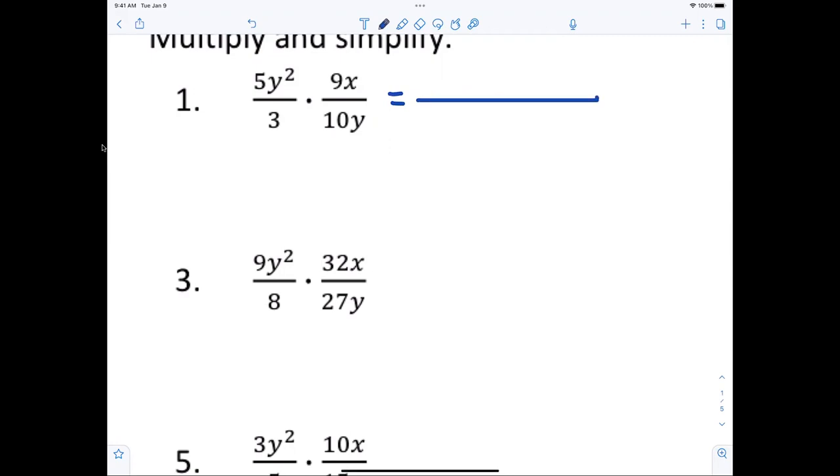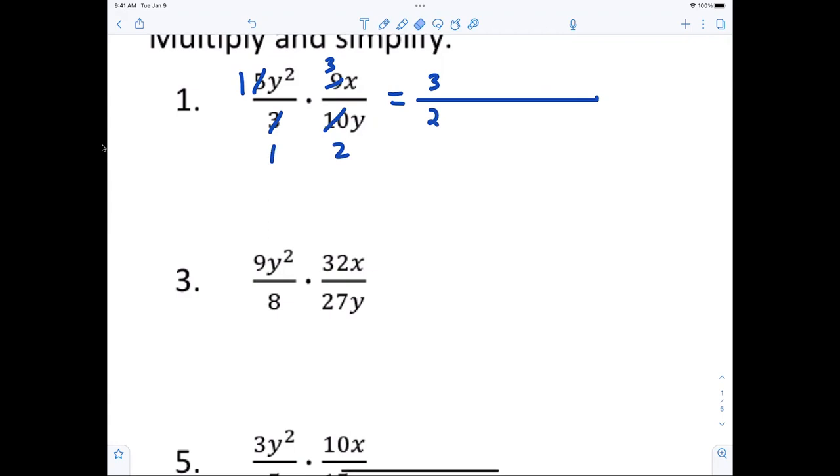Now, what does that mean? 5 goes into 5 once and 5 goes into 10 twice. 3 goes into 3 once, 3 goes into 9 3 times. Then you multiply the numerators and multiply the denominators. So the fraction itself is just what? 3 over 2. The fraction itself is just 3 over 2.